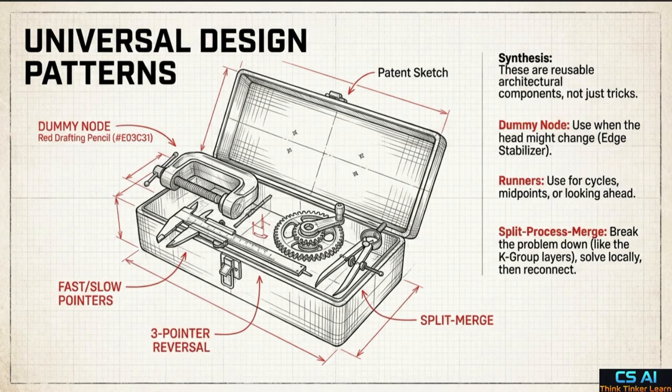These are reusable architectural components, not just tricks. Number one, the dummy node is an edge stabilizer to use when the head might change. Number two is runners. These are for cycles, midpoints, or looking ahead. Number three is split, process, merge.